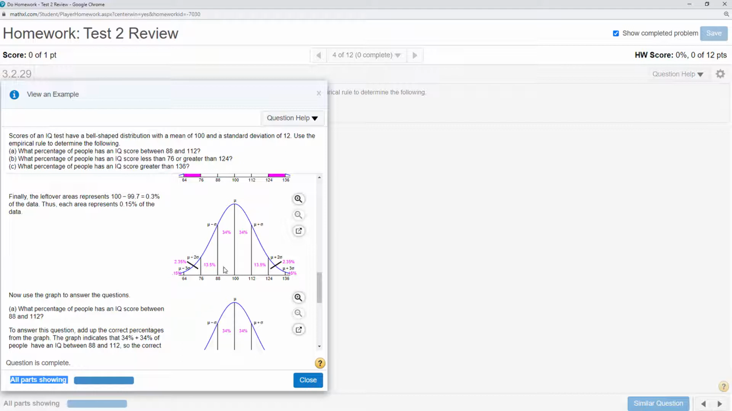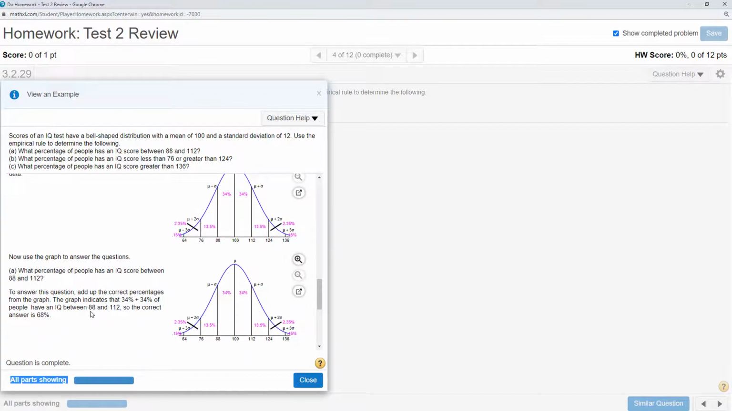So what percent of the data is between 88 and 112? We can look at the chart here and see. It's a good idea to write this chart down in detail, just the way it is here. What percentage of people has an IQ score between 112 and 88? 34 and 34 is 68%.